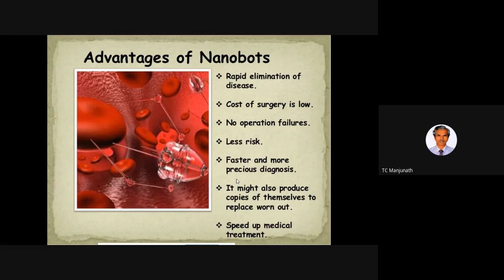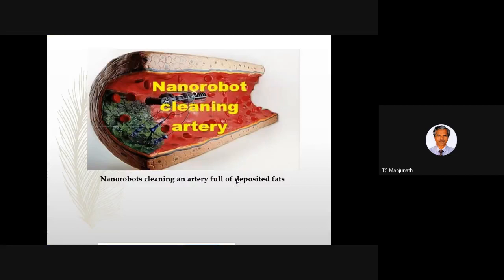It might also produce copies of itself to replace worn-out ones and speed up the medical treatment. And here, nanobots are cleaning an artery which is full of deposited fats. If people eat a large amount of oil, ghee, etc., what happens? The oil gets stuck to the walls of the veins or capillaries, and the cholesterol will increase. As a result, nanobots can be inserted into the bloodstream, into the arteries, to clean the fatty contents and make them clean.